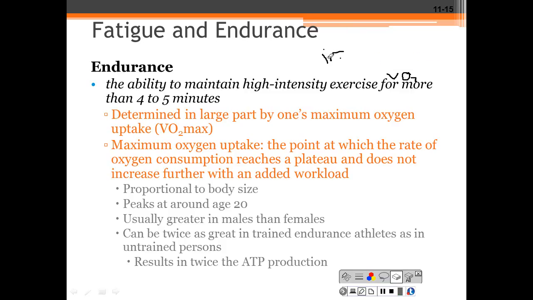Okay, swimmers will also have a high VO2 max.